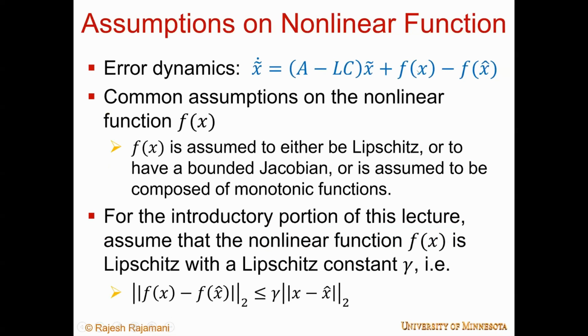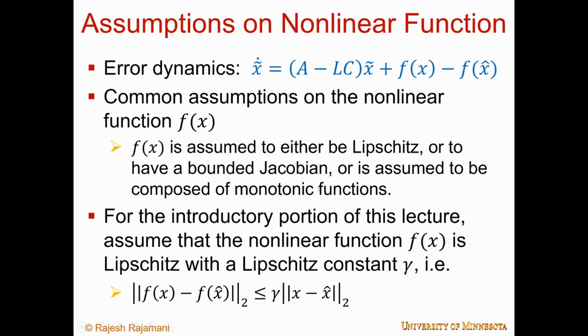So we have to stabilize the estimation error dynamics in the presence of f of x minus f of x hat. We have to make some assumptions on the nonlinear function f of x. So typically f of x is assumed to be either Lipschitz or to have a bounded Jacobian, or it is assumed to be composed of monotonic functions.